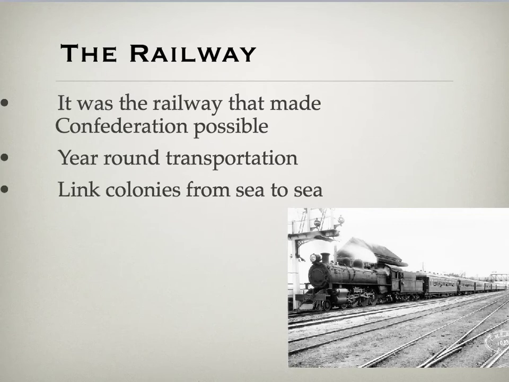The railway was important to the creation of Confederation because there was existing transportation between the different colonies through roads, canals, lakes, rivers, and railways. However, the roads were in poor quality and often impassable due to weather conditions. Canada East, Canada West, Nova Scotia, and New Brunswick all had their own railway systems. However, they were not connected.